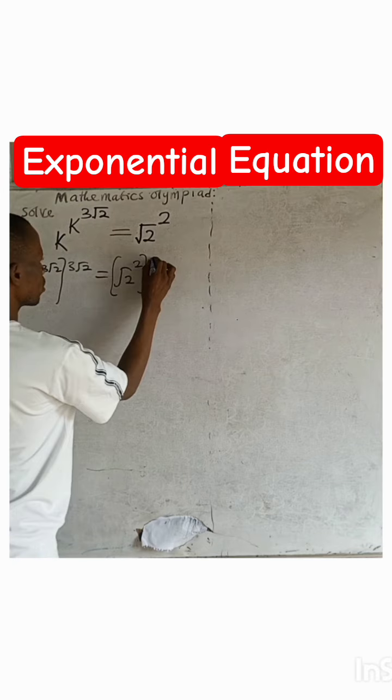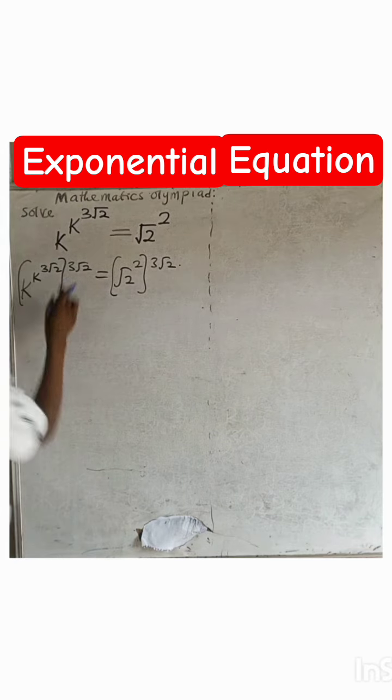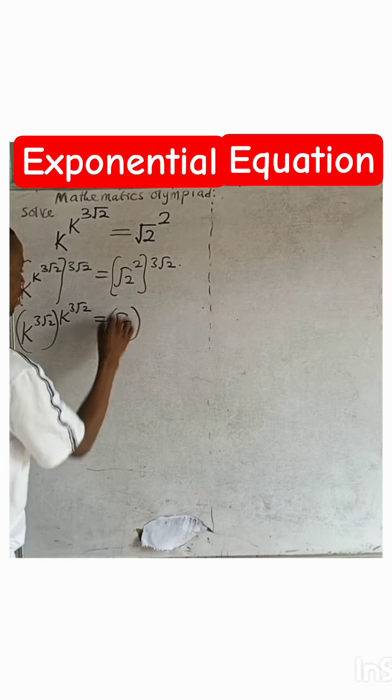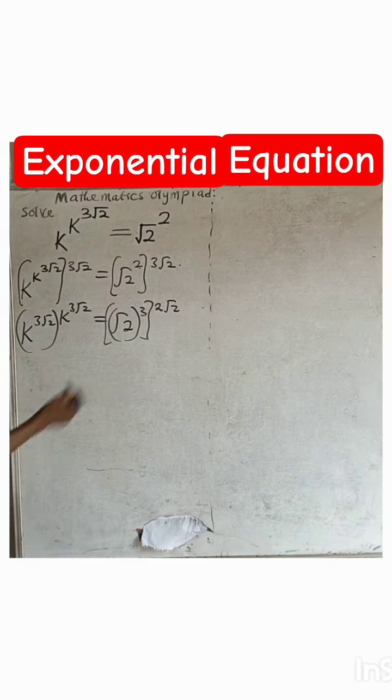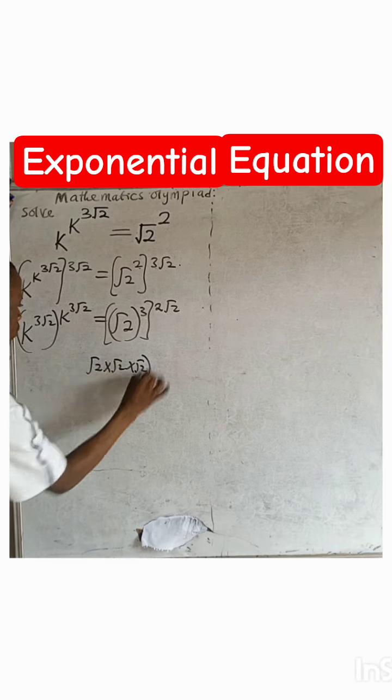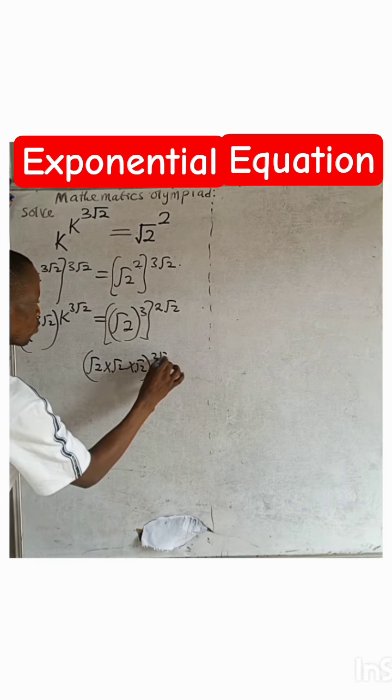We multiply the power by 3 root 2. So let's bring this 3 root 2 in and carry the k raised to power 3 root 2 out. So we're going to have k raised to power 3 root 2, root 2. Let's bring the 3 in. We interchange the 3 and the 2. So now let's deal with this so that we can have root 2 times root 2 times root 2, everything raised to power 2 root 2.